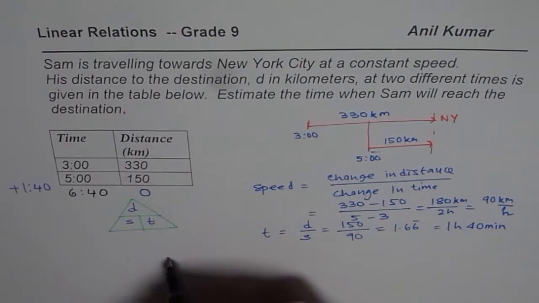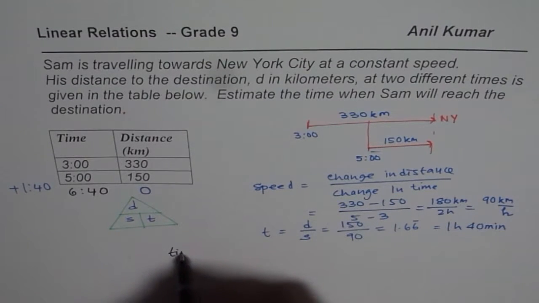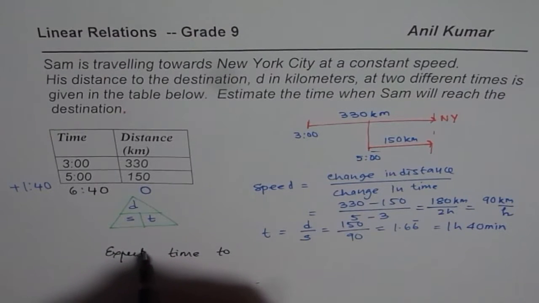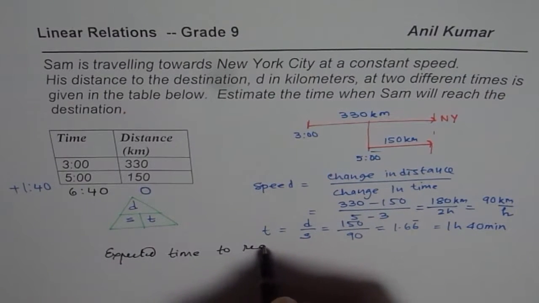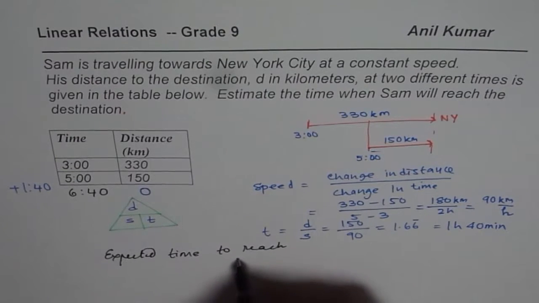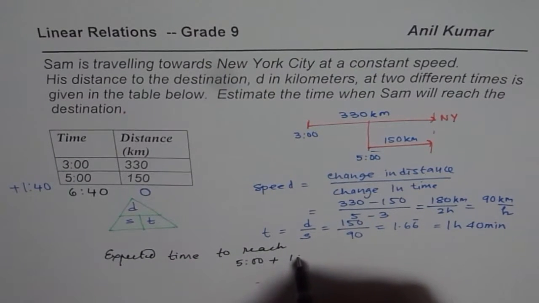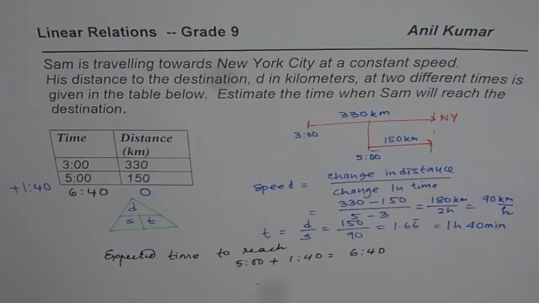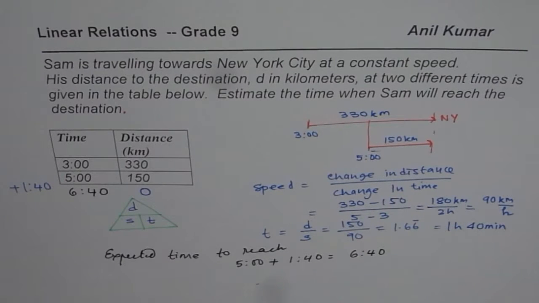So the expected time to reach will be 5 plus 1 hour 40 minutes, right? That gives us 6:40. So that is the time when Sam is going to reach the destination, right? So that is how you do it.